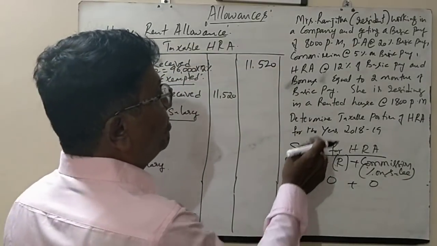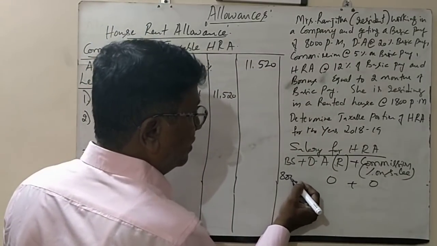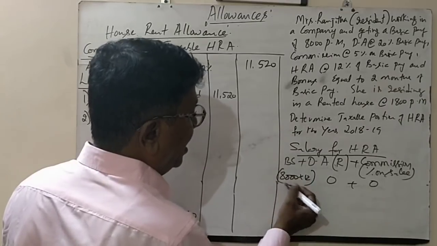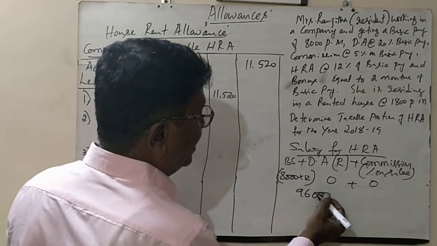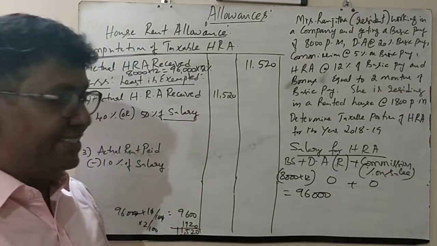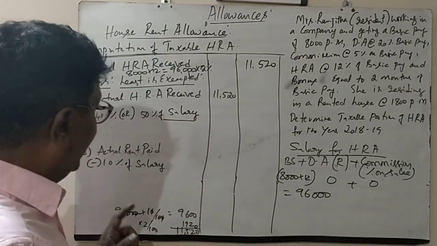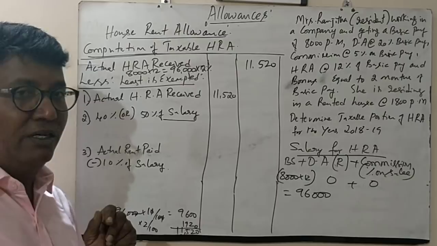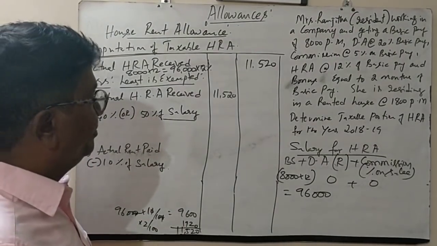Then what is the basic pay? 8,000 into 12 comes to 96,000 rupees, which will be the salary for this purpose. Now let us see. It is 40%.